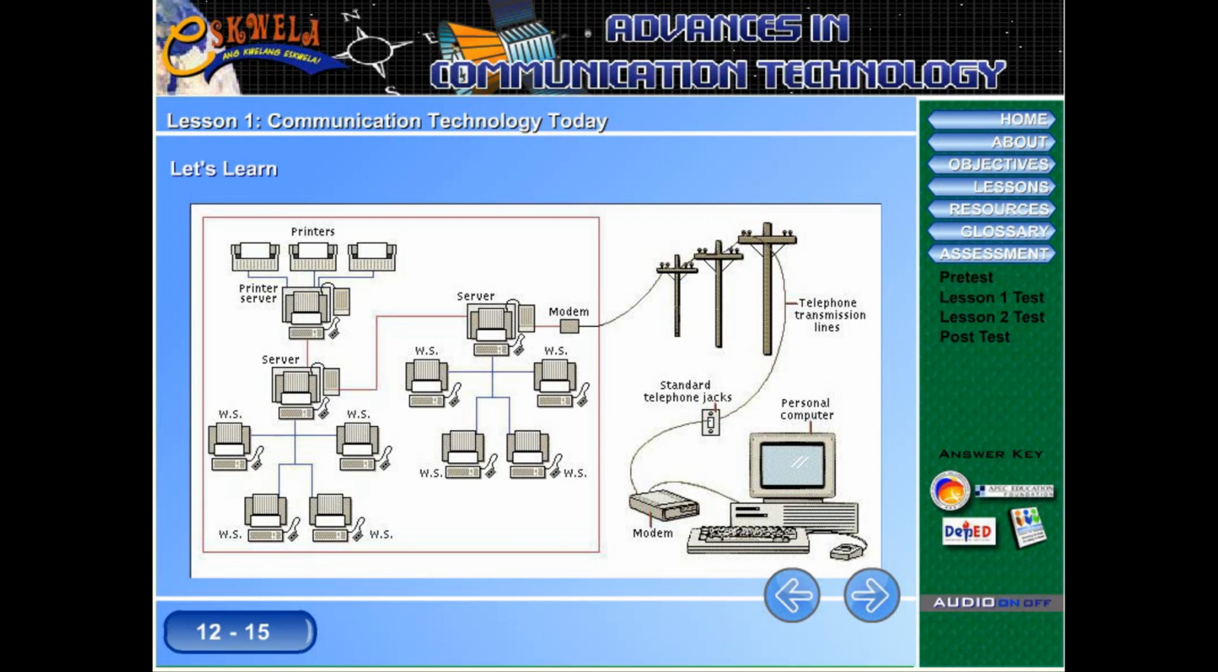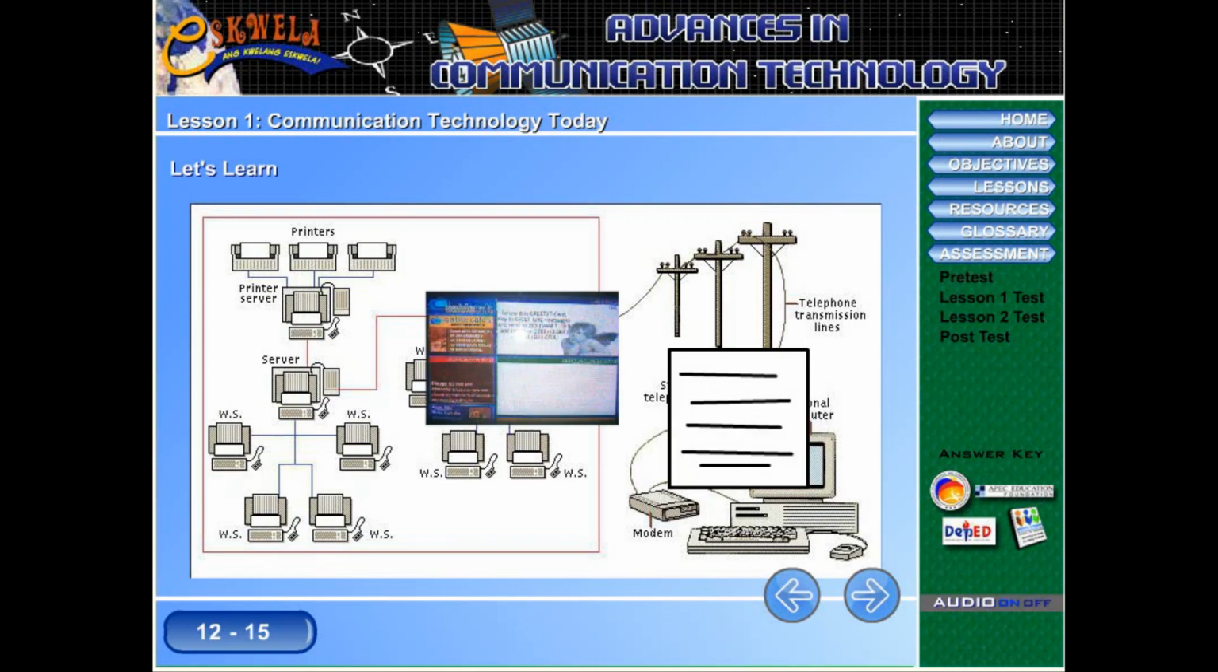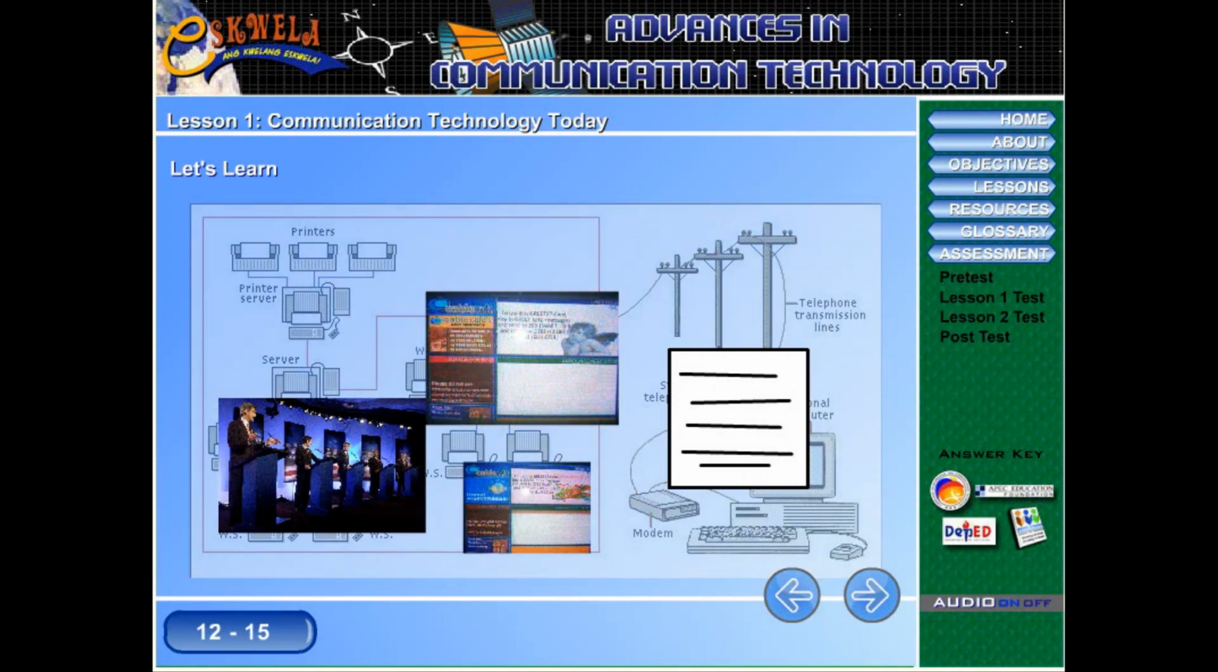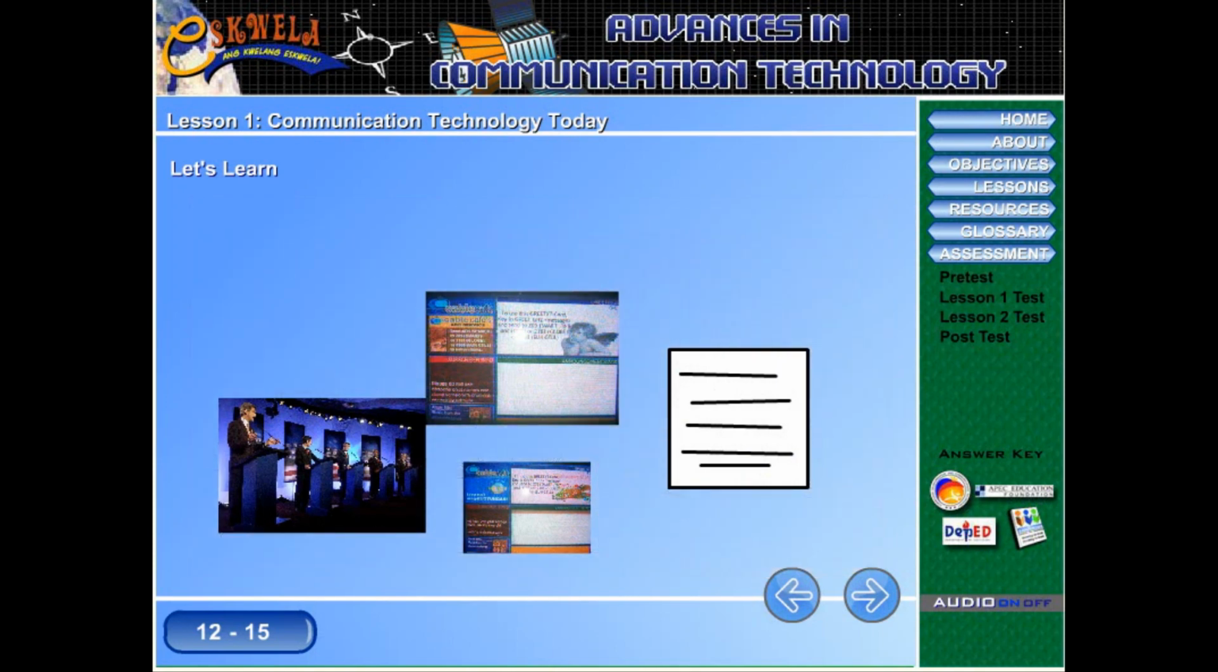This is normally done through the World Wide Web, WWW. In the WWW, multimedia files are created, displayed, and linked together. Multimedia files are texts, photographs, graphics, video, and audio materials. These files can be accessed through the Internet.